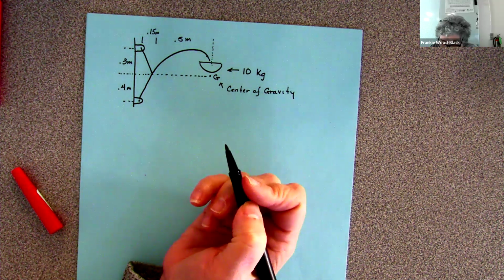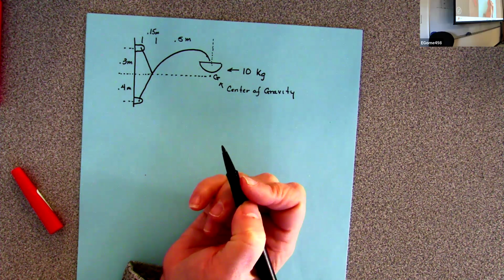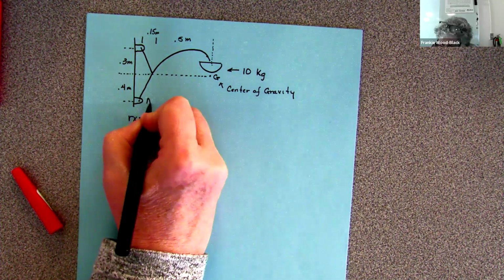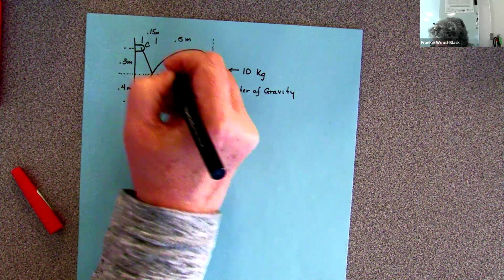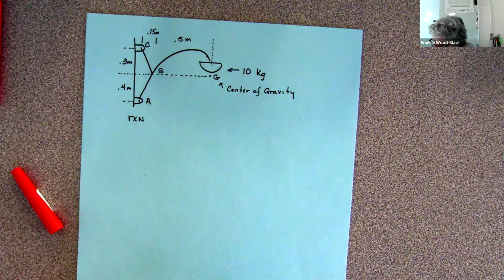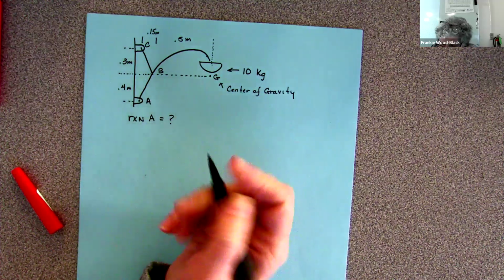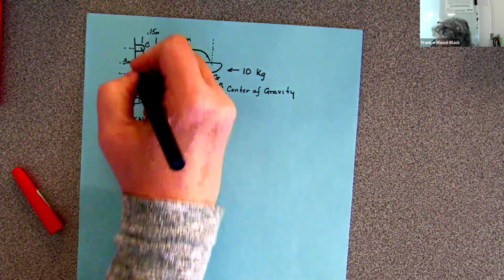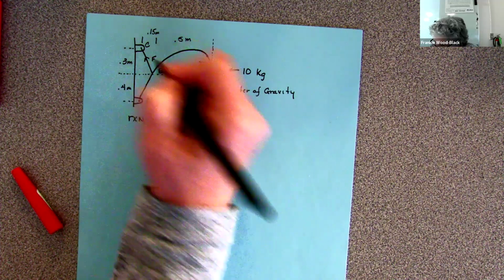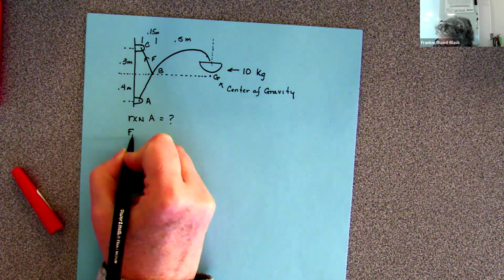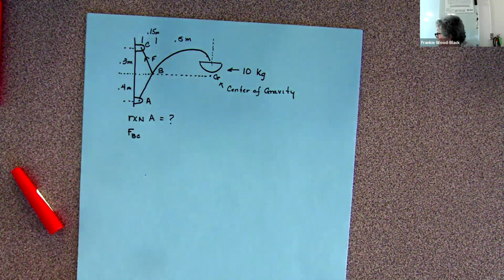So what we want to do is determine the reaction. This is going to be A, this is C, this is B, and that's G. We want to find the reaction at A, and we want to find the force in the cable there. And this will be force BC. And we'll do that here in a second.